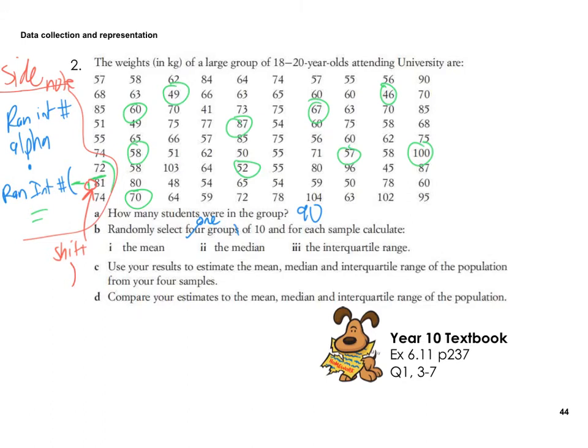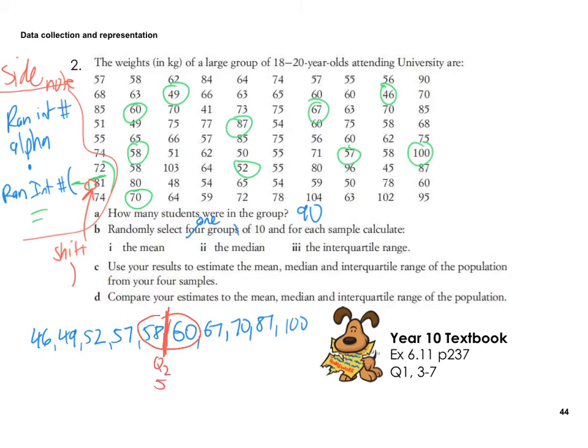Okay, I'll just write the numbers out so we can see it in action. So 46, 49, 52, 57, 58, 60, 67, 70, 87, 100. Okay, there are 10 terms. The middle is between the fifth and sixth term: 1, 2, 3, 4, 5. So it's going to be in here, between these two. There's my middle, right here. So that's Q2. Halfway between 58 and 60 is 59.